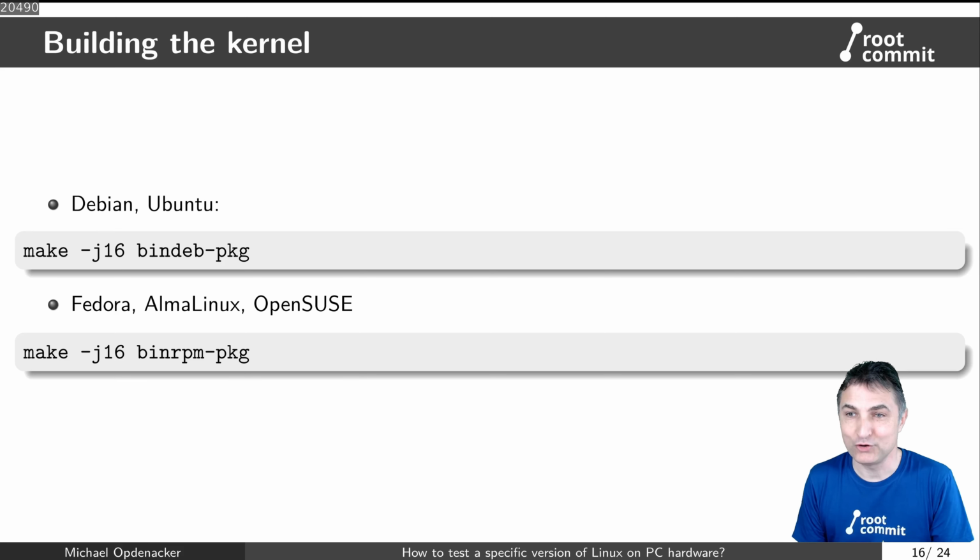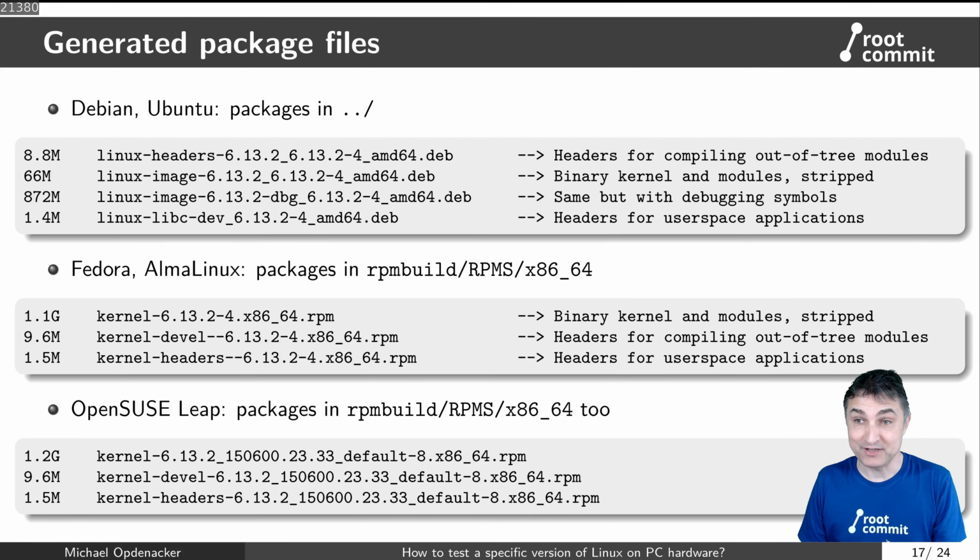Then, building the kernel is very easy, only one command for everything. For distributions with Debian packages, run make bindeb-pkg, and for distributions with RPM packages, run make binrpm-pkg instead. Note that you could also generate source packages, but this matters only when you distribute the packages to others. Here again, I'm speeding up compiling by running 16 jobs in parallel. That's the -j option.